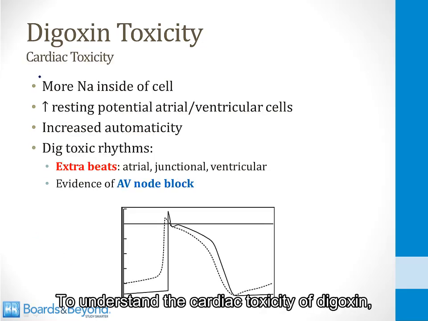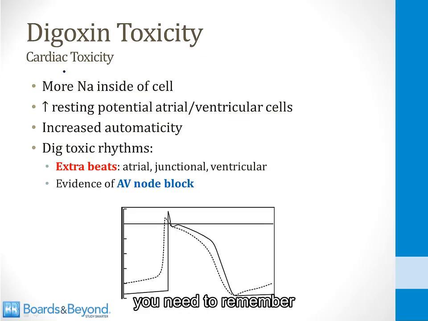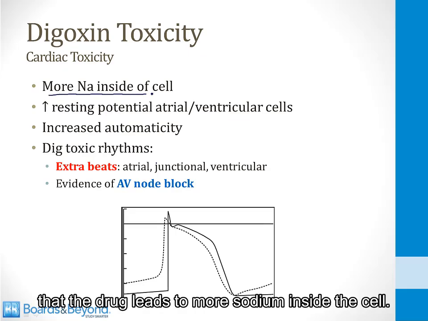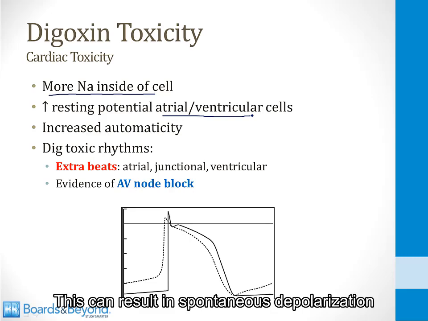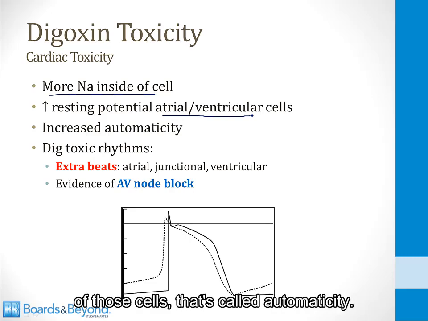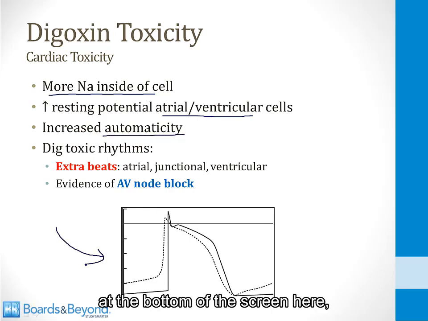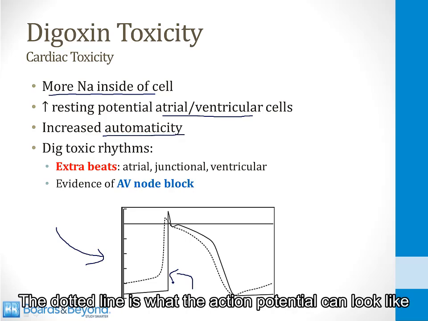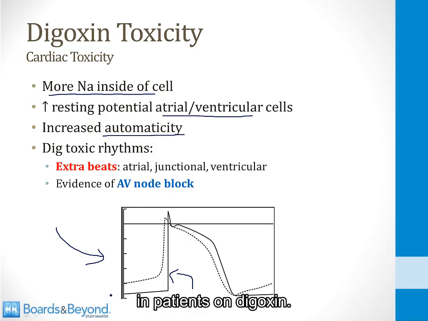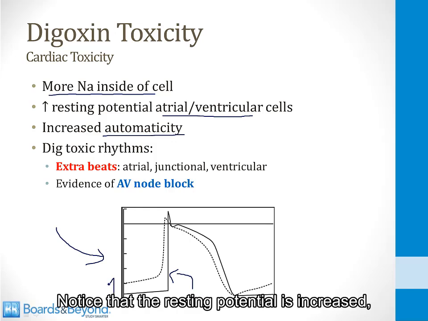To understand the cardiac toxicity of digoxin, you need to remember that the drug leads to more sodium inside the cell. This will raise the resting potential of atrial and ventricular myocytes. This can result in spontaneous depolarization of those cells. That's called automaticity. If you look at this picture at the bottom of the screen here, the solid line is a normal action potential. The dotted line is what the action potential can look like in patients on digoxin. Notice that the resting potential is increased.